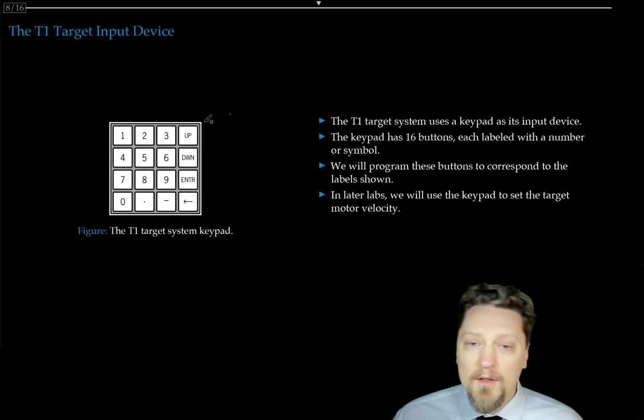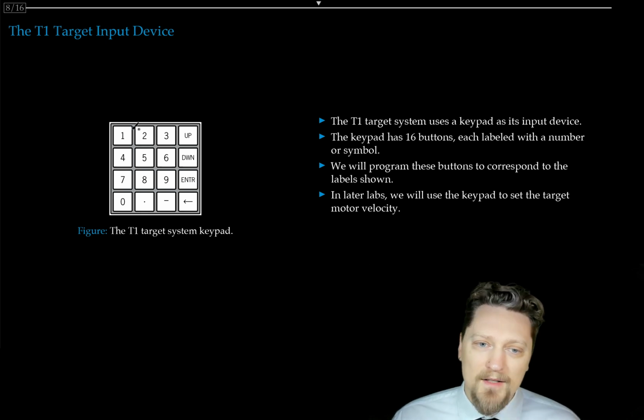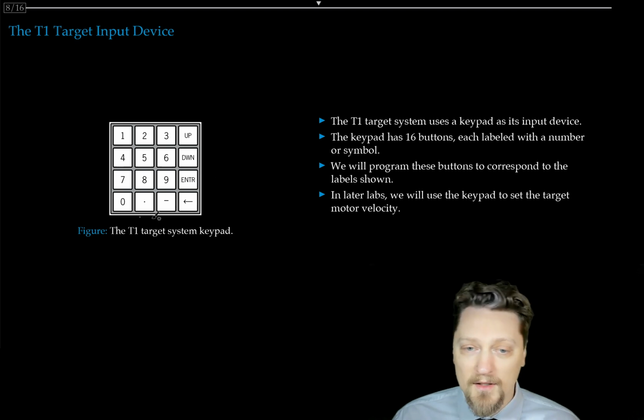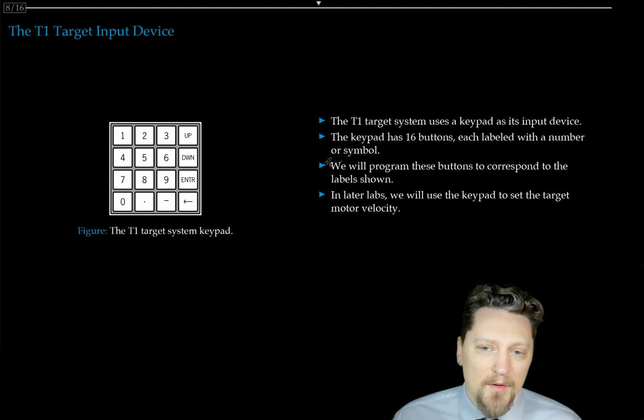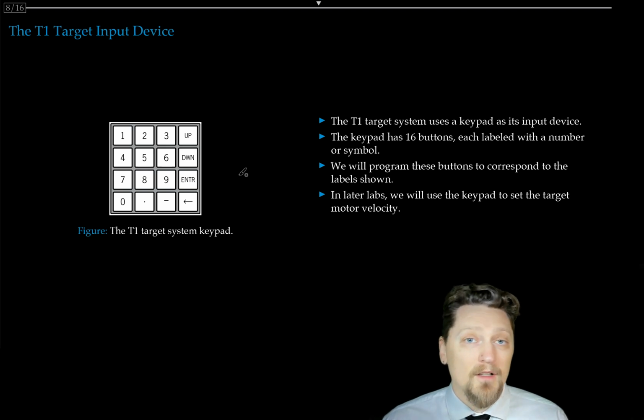Here's what we're going to be using for our target system, the T1 target. The input device is going to be a keypad with this arrangement of numbers and some different tasks or functions that these other ones will have, corresponding to characters or other actions. So 16 buttons, each labeled with a number or symbol. We're going to program these buttons to correspond to the labels shown.